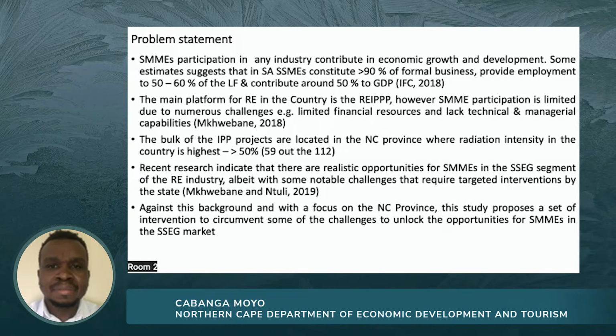But research that has been done recently, especially from the CSIR, indicates that there are opportunities for SMMEs in the renewable industry if they focus on small-scale generation of renewable power. Against this background and with a focus on Northern Cape, this study attempts to propose a set of interventions to circumvent some of the challenges and unlock the opportunities for SMMEs. Next slide, please.